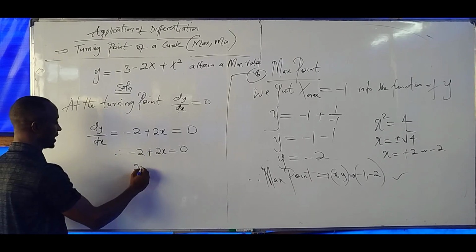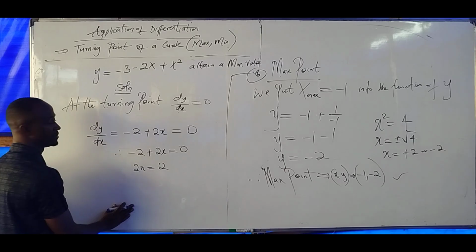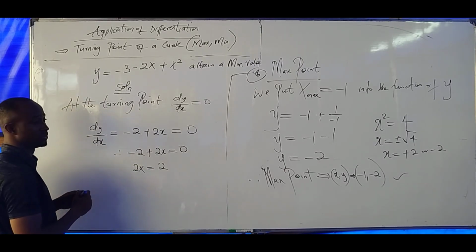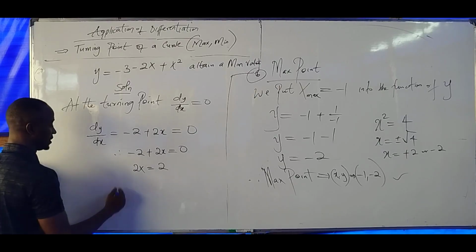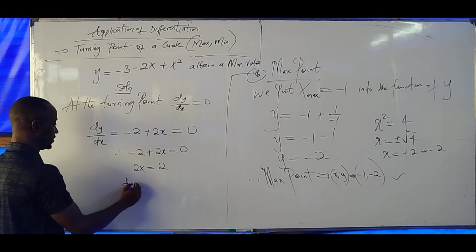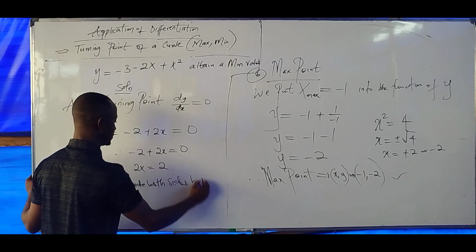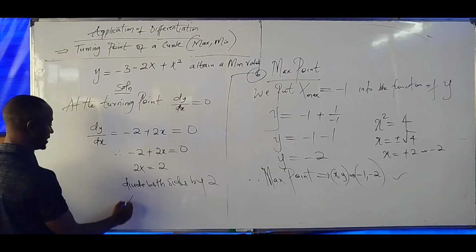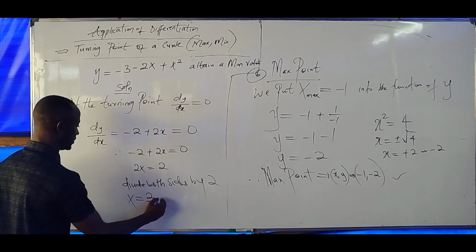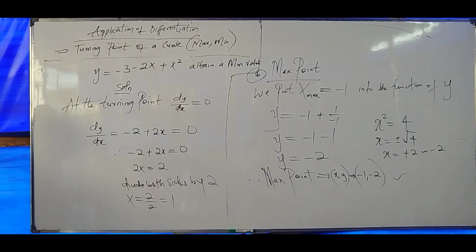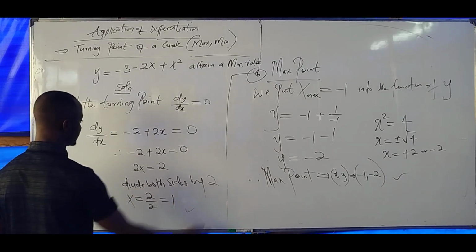That means 2x is equal to 2. So what do we do to find x? We divide both sides by 2. So we are going to have x equals 2 over 2, equals 1. That is it. Therefore, the value of x is equal to 1.